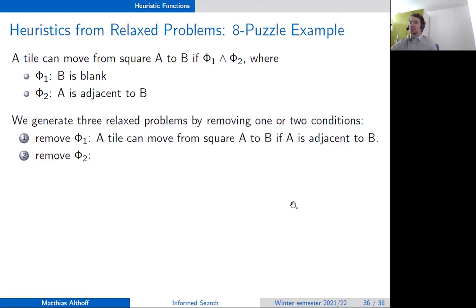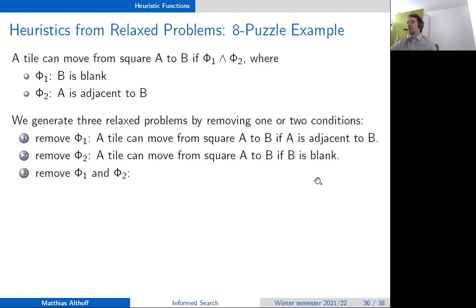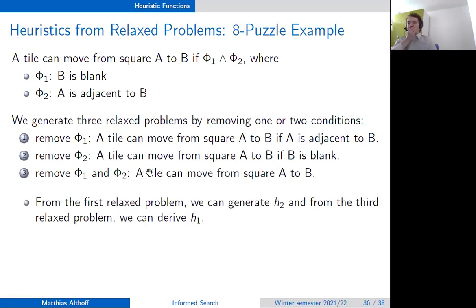Okay, so if we remove Phi1, then a tile can move from square A to B if A is adjacent to B, which results in heuristic H2. If we remove Phi2, then a tile can move from square A to B if B is blank. It doesn't even have to be adjacent. And if we remove both, you can move arbitrarily from one place to another, even if that other place is not blank. And that actually leads to heuristic H1. So from the first relaxed problem, we generate H2, and from the third relaxed problem, we can derive H1.